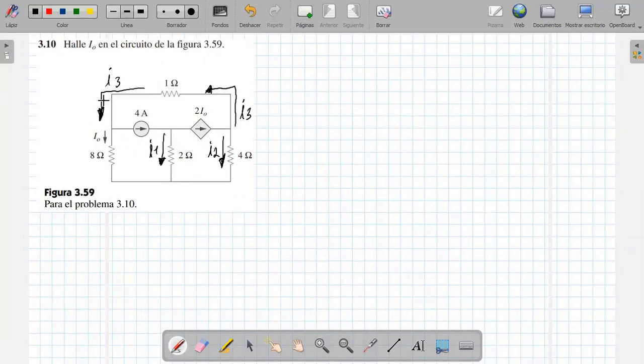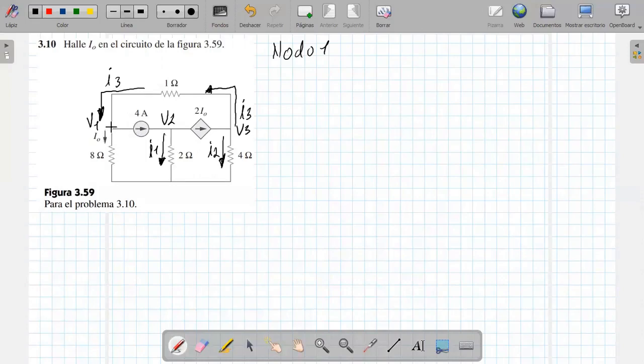Okay, now we need to determine the current I sub 0 that comes from here. So I'm going to give the voltages names: here I'm going to call them V1, V2 and V3. So I say first in node 1, applying Kirchhoff's current law: all the currents that enter have to equal those that leave.